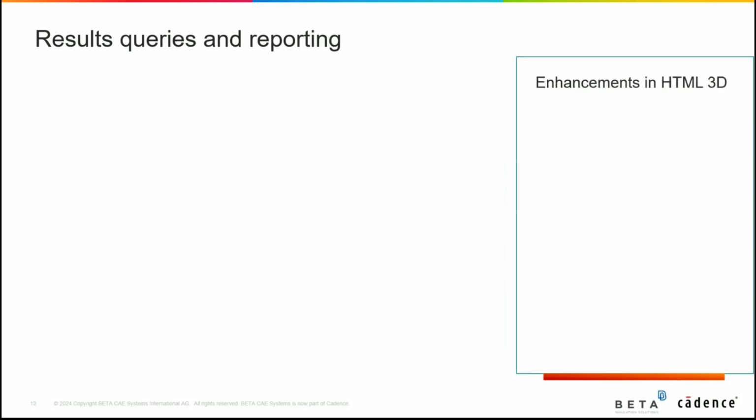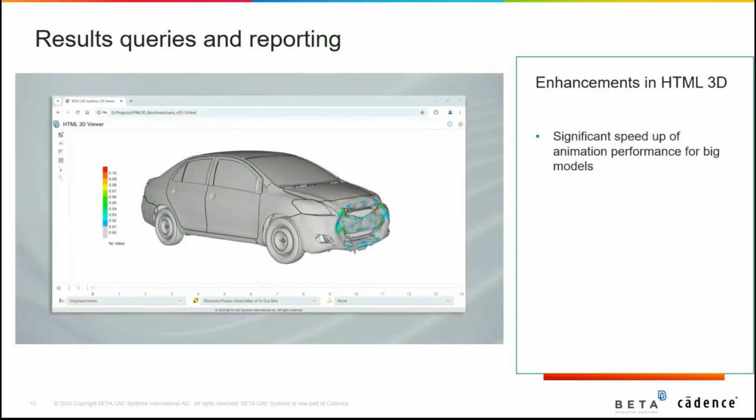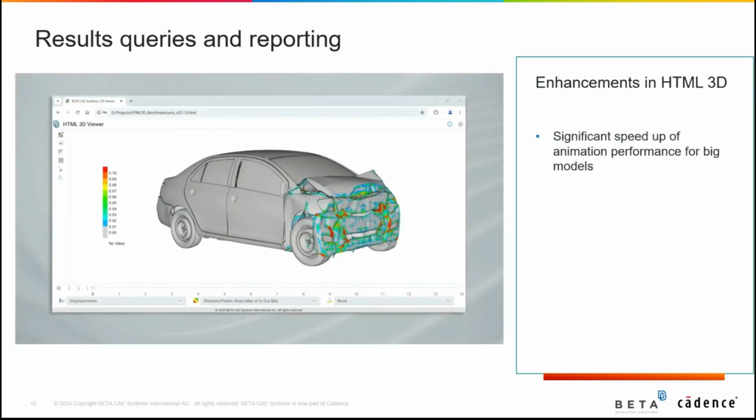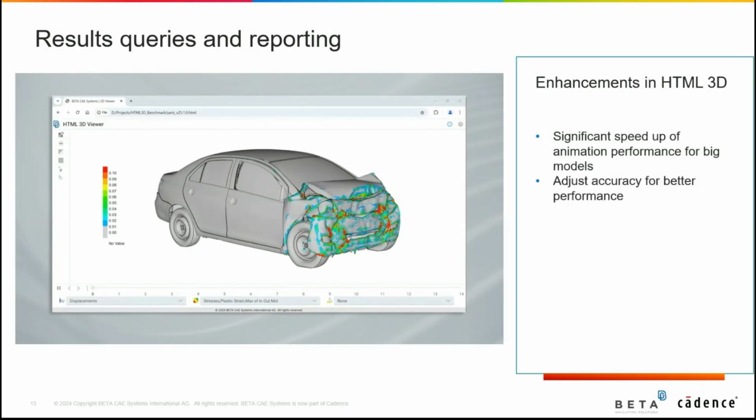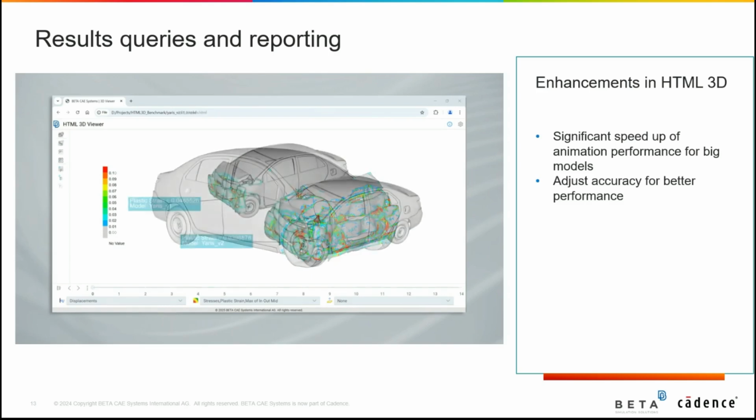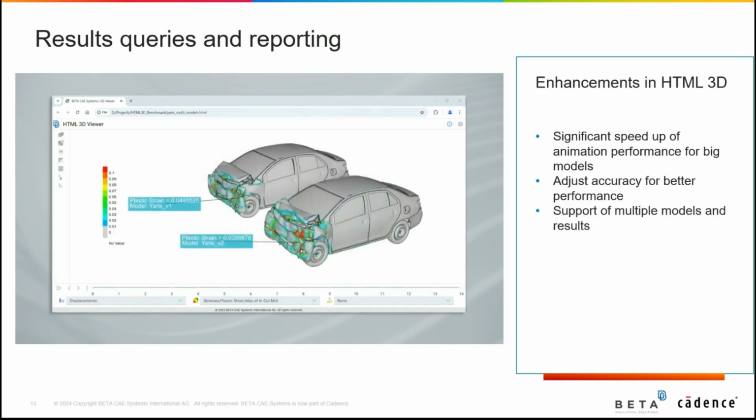With regards to HTML 3D, there are several enhancements. Major improvement in animation performance for large models. Adjust accuracy for better performance. Support of multiple models and results. Through File, Export Model, it is now possible to export HTML 3D as a single file. Finally, a new option, Simplify Model, is now available when exporting models to any file format, including HTML 3D.